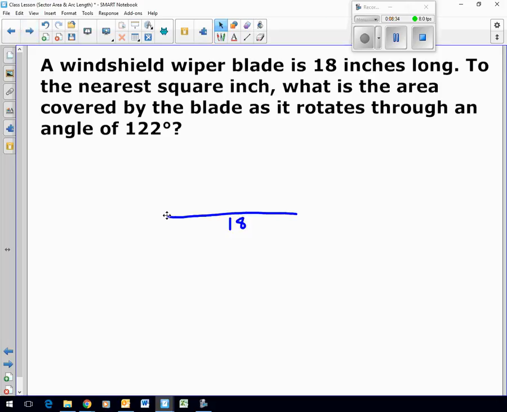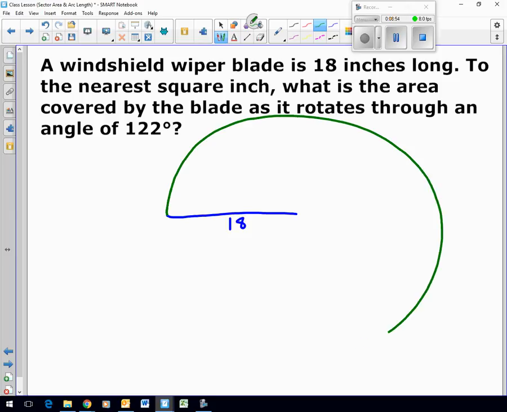What unit are we working on here, Tyler? No, I don't mean unit of measurement. What's our big theme for today? This whole unit's been about what kind of shape? Circles. So let's assume that we're going to deal with a circle that has a radius of 18 inches. Here's why we're going to assume that.